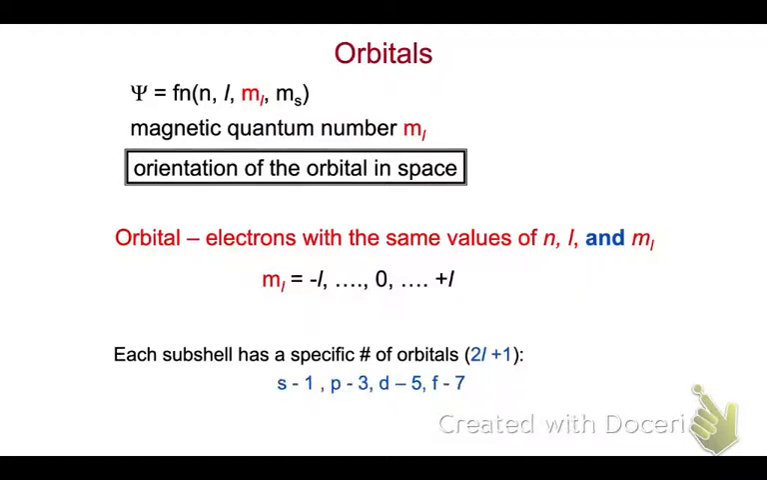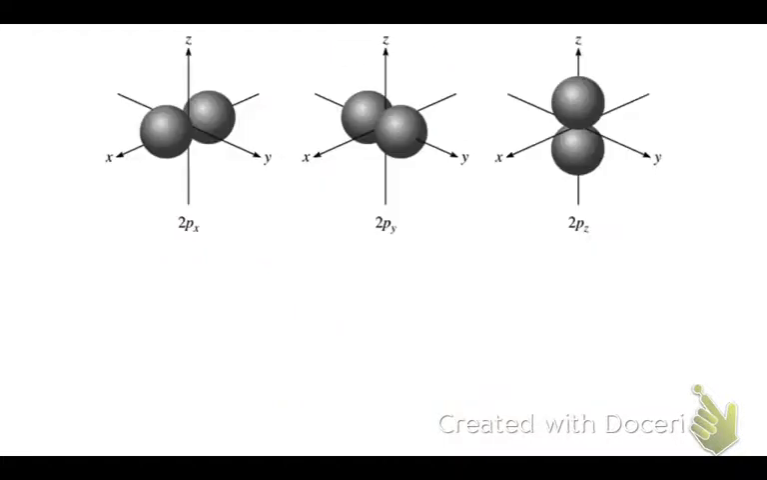Now, remember that when it comes to S, I have only 1 ml value because a sphere has only 1 orientation. When it comes to P, I'm going to have 3 ml values because I have PX, PY, and PZ. When it comes to D, I'm going to have 5 different orientations. And when it comes to F, I'm going to have 7 different orientations, and so on.